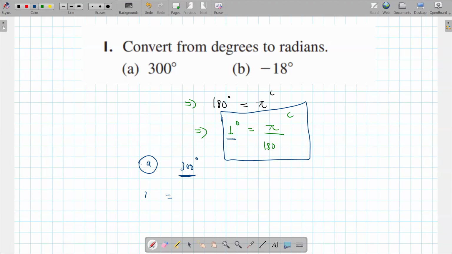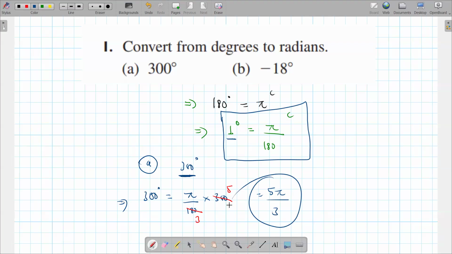Now look at this. You'll get 300 degrees on the left side. What do you get on the right side? Pi over 180 times 300. Now you have to simplify this a bit as well. 6 goes into 18 and 30. That means 60 goes into 180 3 times, goes into 300 5 times. So the final answer is going to be 5 pi over 3 radians. So 300 degrees is 5 pi over 3 radians. Okay?